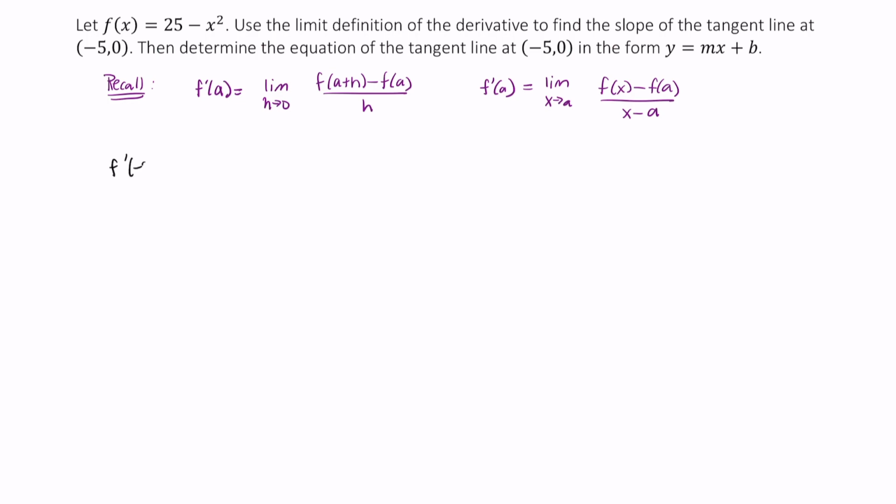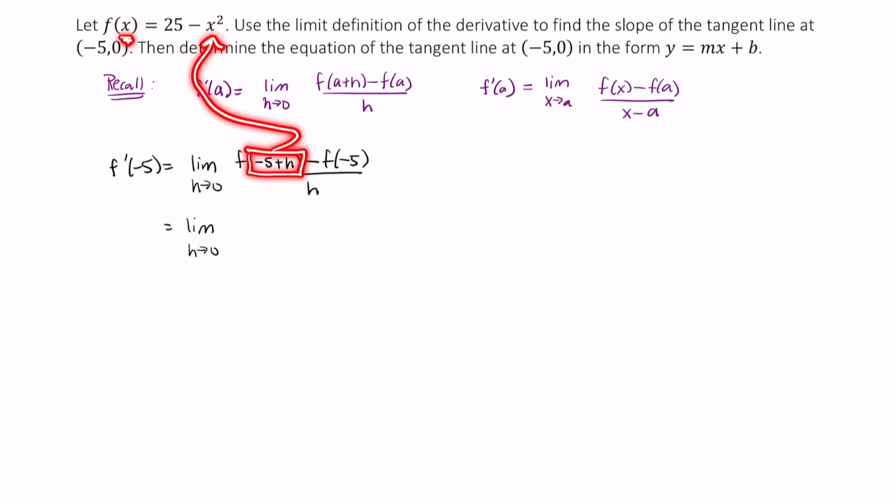So f prime of -5, well, that's equal to the limit as h approaches 0 of f of -5 plus h minus f of -5 over h. So we have the limit as h approaches 0. And now our function notation here tells us to get whatever is inside the parentheses and replace it wherever we see an x. This does not tell you to distribute the f. Don't do that. That is a misinterpretation of function notation.